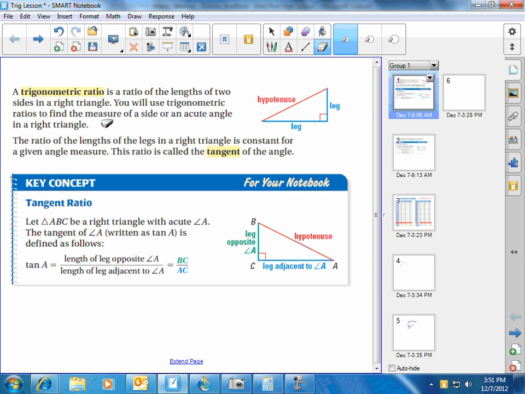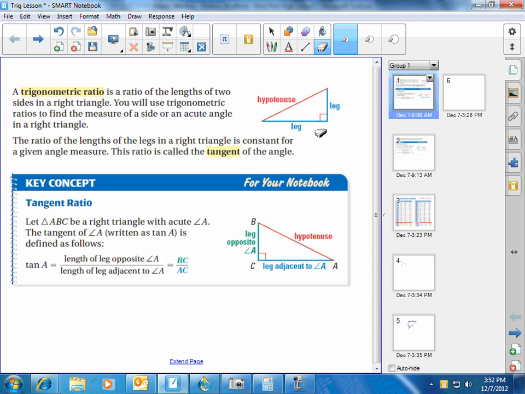You're going to use trigonometric ratios to find the measure of a side or an acute angle. So trigonometric ratios, we're going to learn what they are in a minute, can be used to find the length of a side or one of the acute angles in a right triangle. One of the trigonometric ratios is called the tangent ratio.